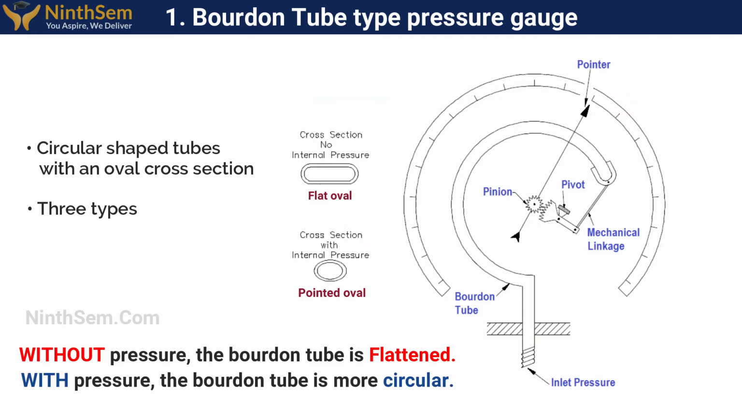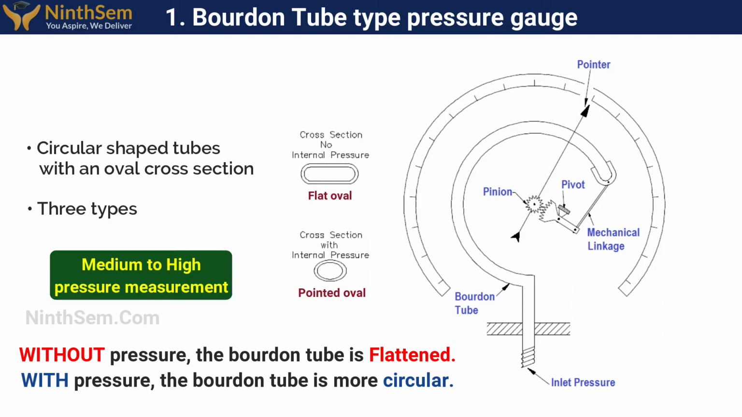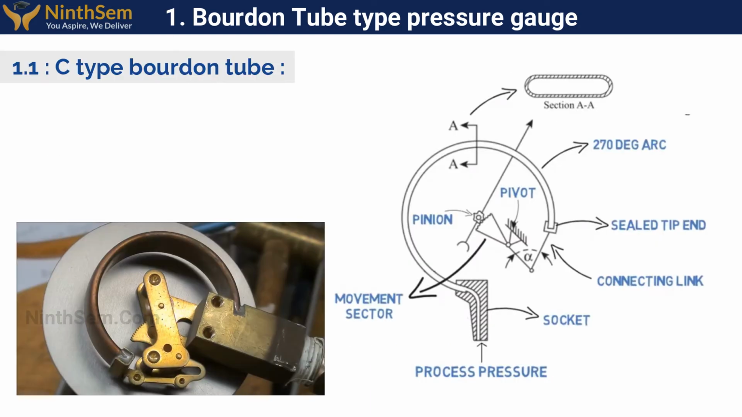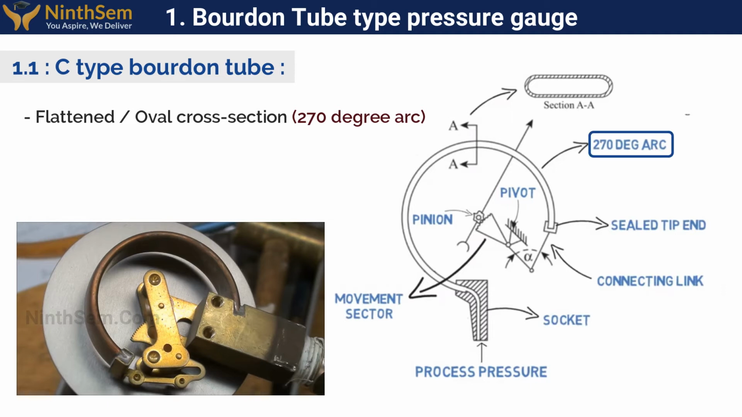When there is no pressure, the cross section of the Bourdon tube is a flat oval. The moment we apply the pressure, the cross section tends to become more circular, as you can see in the figure. This type of Bourdon tube is used to measure medium to high pressure. So first, let's start with the C-type Bourdon tube sensor. For construction, the C-type Bourdon tube has a flattened or oval cross section, in approximately a 270-degree arc. That means the arc of the C-type Bourdon tube is 270 degrees.